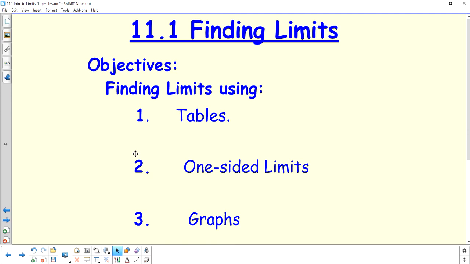We'll spend a lot of time going over the graphs and reading them, one-sided limits in particular with our graphs, and do they agree with the limit as a whole.